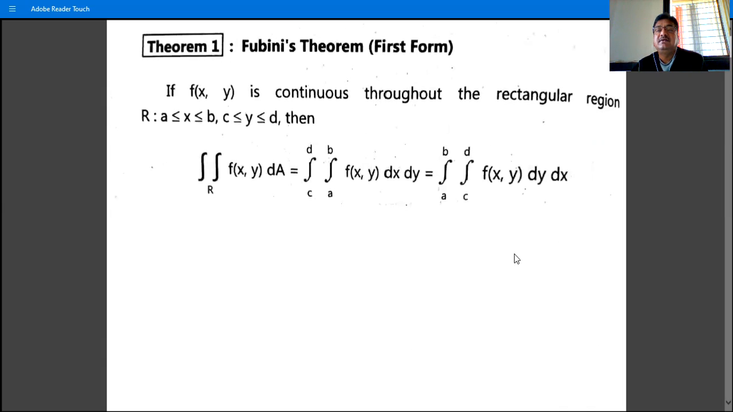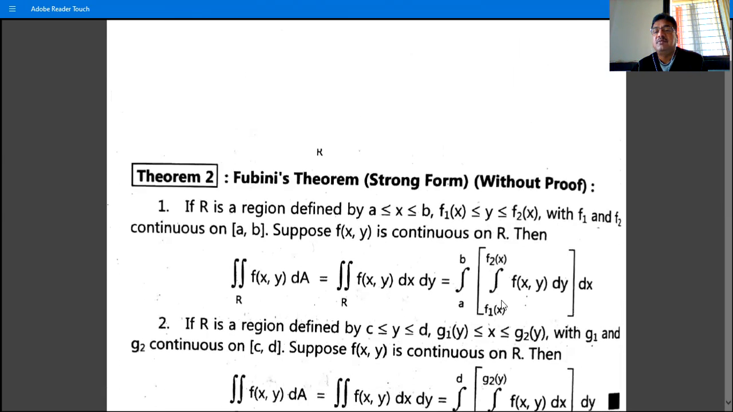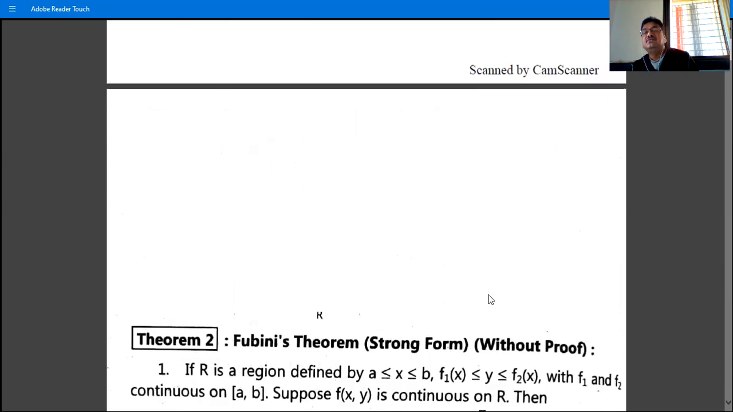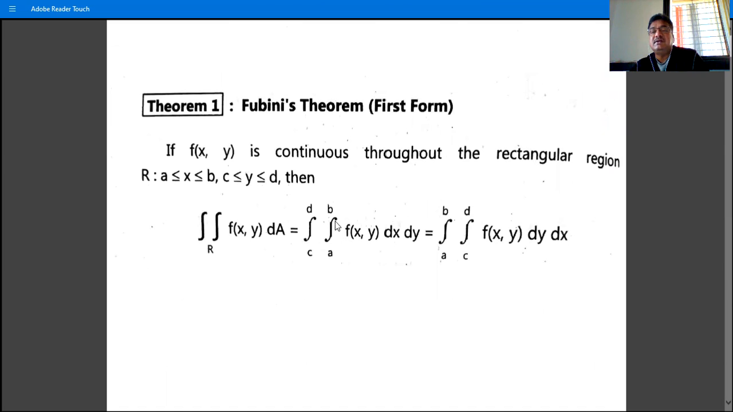We know that if the limits of x or even the limits of y are variable, then the order of integration matters. This bracket means integrate with respect to y first, because the limit of y is in terms of a variable, and then integrate with respect to x. Or if the limit of x is in terms of a variable, then integrate with respect to x first. So if the limits are constant, then we can integrate with respect to x first, or we can integrate with respect to y first.